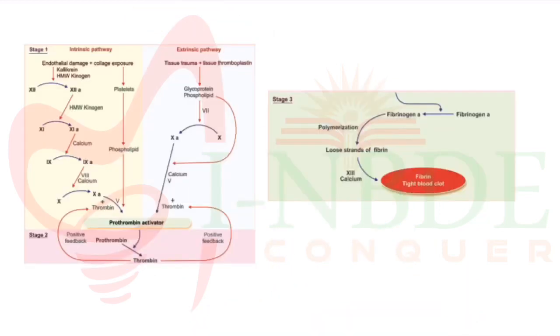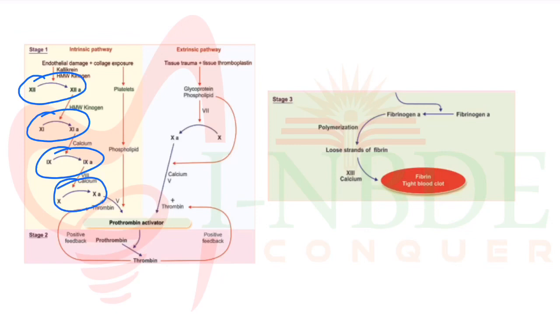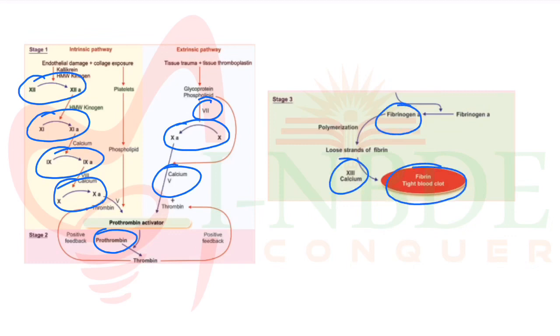Okay. The next level. This is taken from one of the standard books that most of us read. So I'm just going to repeat it again. 12, 11, 9, 10. Then it's going to activate 7. 7 is going to activate 10. 10 is going to activate 5. 5 is going to activate 2. 2 is going to activate 1. 1 in the presence of 13 is going to form the clot. Done. Clear. So these are from two different textbooks which are most commonly referred to by the majority of people.